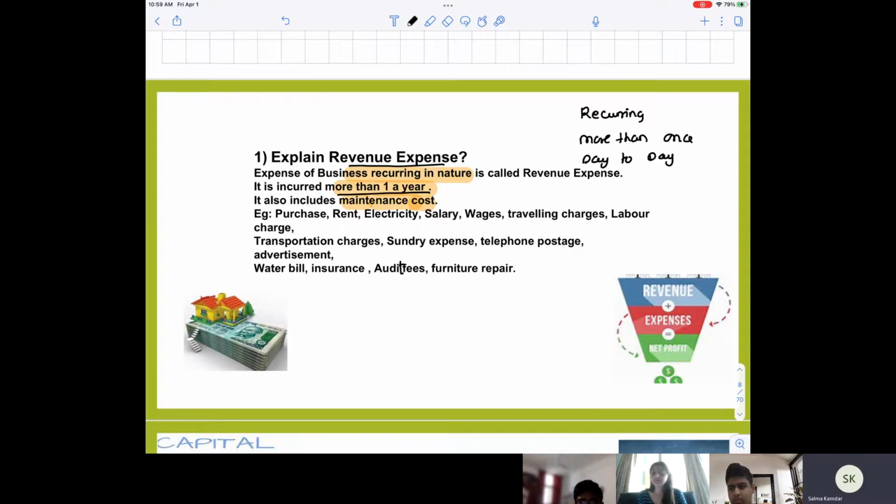We just did the golden rule. Now, what is the golden rule? Debit. What is the golden rule? We debit all expenses and losses, but we credit all incomes and gains.